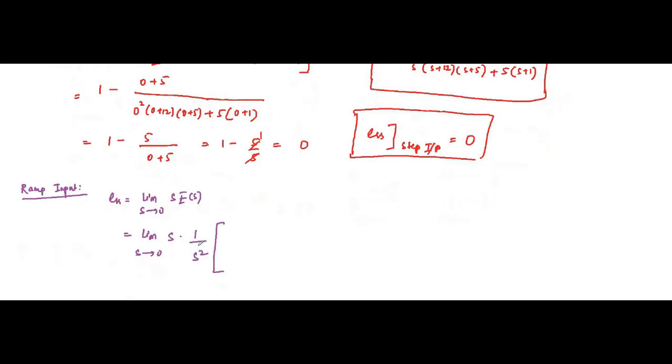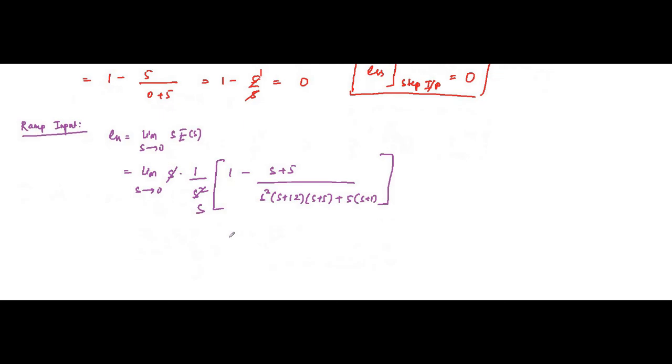one minus s plus 5 by s square into s plus 12 into s plus 5 plus 5 into s plus 1. So this can become a little bit tricky, okay. We have to simplify and do a lot of things. So first let us cancel this with 1 by s, okay. So now we will take it here, perform some simplification process.